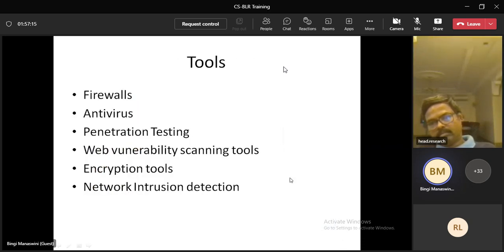And then we need to explain about the tools of cyber security. Those are firewalls, antivirus, penetration systems, web vulnerability scanning tools, and encryption tools.